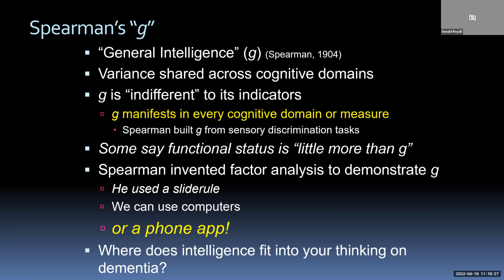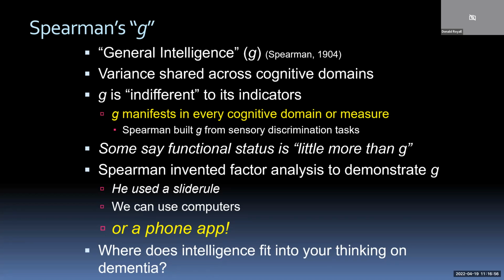Spearman himself in his lifetime built G from sensory discrimination tasks alone. No tests of memory or anything, just sensory discrimination across several different sensory modalities, and used the G construct to perfectly predict academic performance in a group of school children. As a matter of fact, there's an entire literature that links G to functional status. Some authors think that functional status is little more than G.